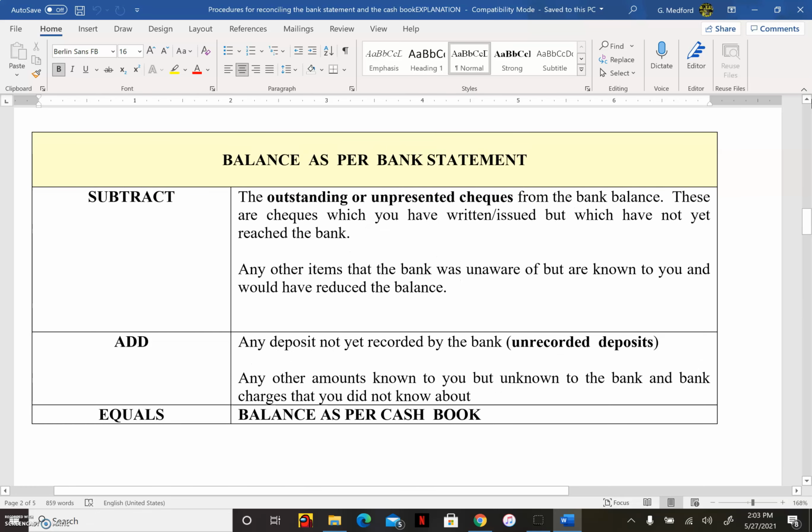If we start with the balance as per bank statement, we do the inverse. So we subtract the outstanding or unpresented checks, those things which have reduced the balance, and we add the unrecorded deposits, or those things which would have increased the balance. When we start with our bank statement balance, subtract our outstanding or unpresented checks, and add our unrecorded deposits, we are supposed to arrive at the balance as per cash book, thereby reconciling the bank statement balance with the cash book balance. In part 3 of this series, we are going to look at a worked example.